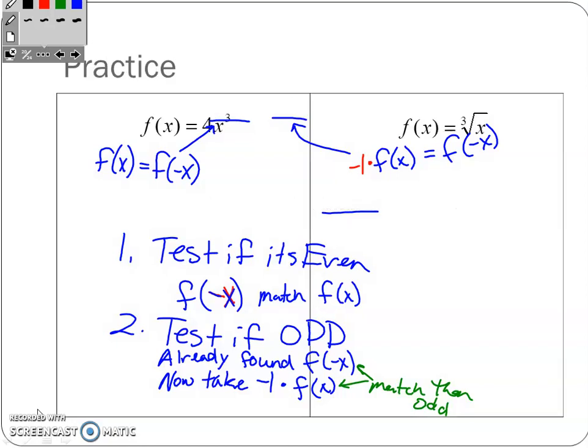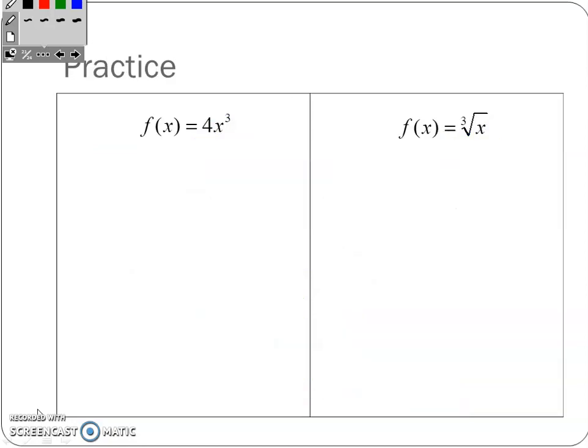So let's try one that's going to be an odd function. Let's do this very first one here. Again, pause it if you need to. We're going to do f of x equals 4x cubed. So starting out on this one here, your first step is the same even if you think it's even. I'm going to check negative x first. That's going to give me a 4 times negative x cubed.